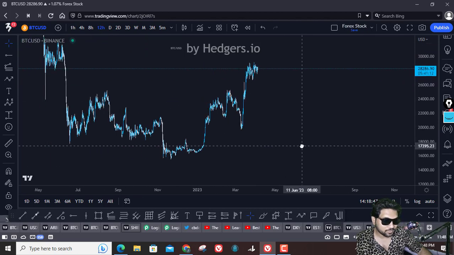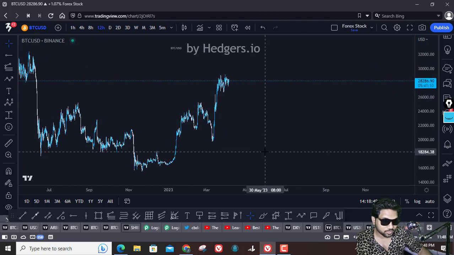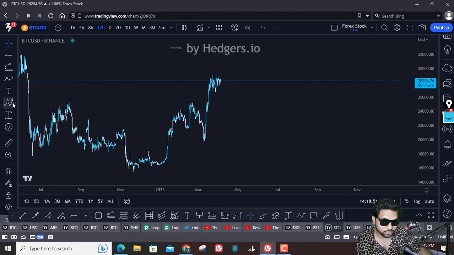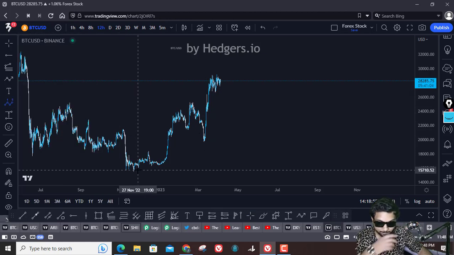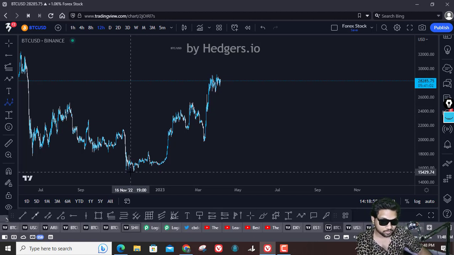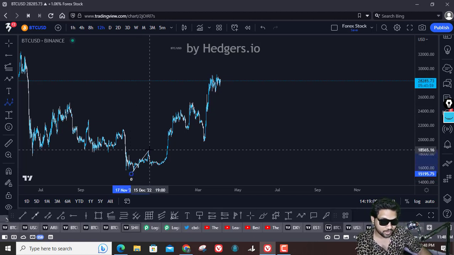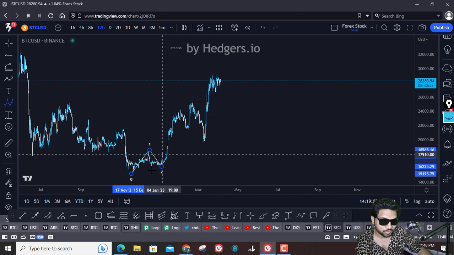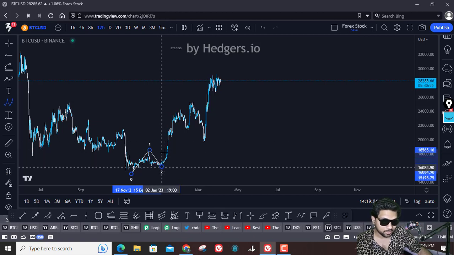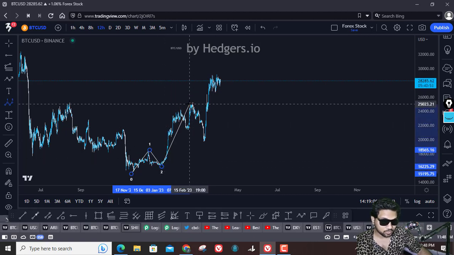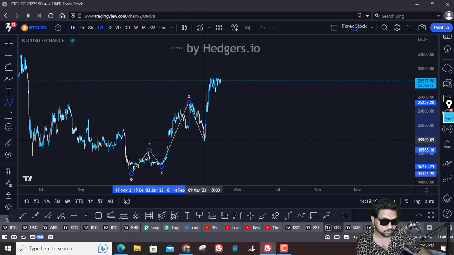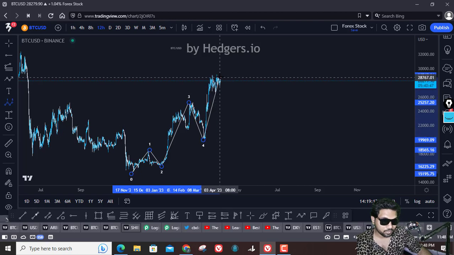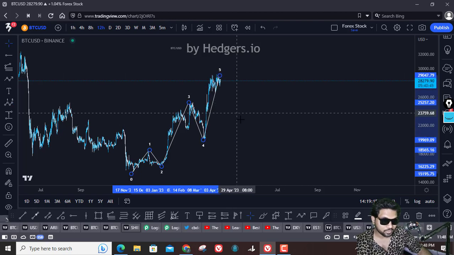There's a simple analysis right now, just for your explanation. As you can see here, on the higher degree time frame and on the higher degree counts, this is 1, 2, the lower higher low, and the higher highs, the impulsive motive wave 3, and that is your 4, and that is your 5, impulsive wave 5.